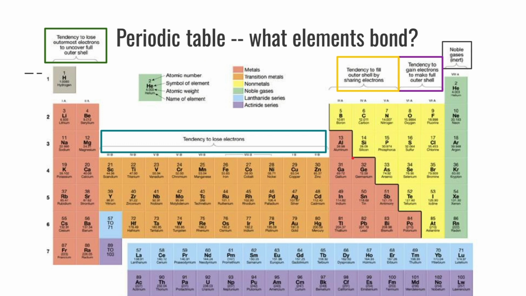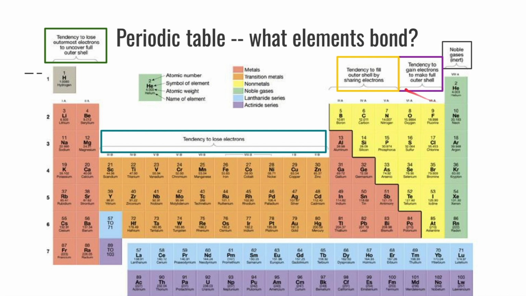So here you see the periodic table, and there are different elements that are more likely to bond together. So for example, noble gases here in the furthest right column, these are unlikely to bond to form a compound. These are inert gases. They're happy just being on their own.